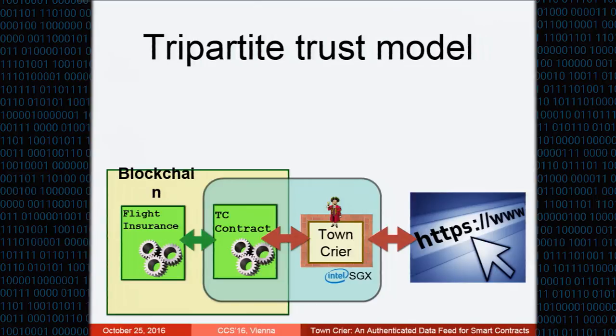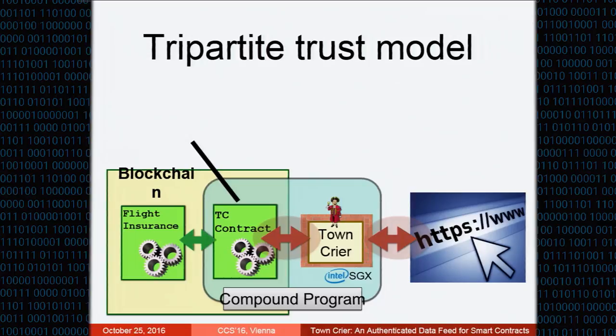Actually, the architecture is slightly more complicated than the picture I just showed, because Town Crier is a compound program. It has an off-chain part in the secure enclave and it has an on-chain part, a Town Crier contract front end. So a relying contract will not directly contact the enclave. Rather, it will contact the contract front end first, and the contract front end will relay requests and responses back and forth.